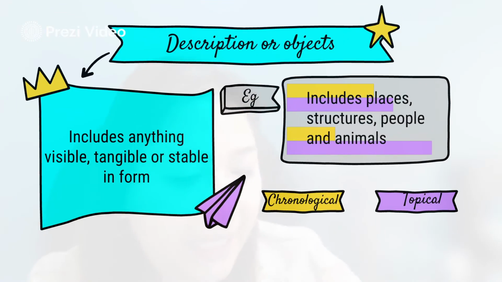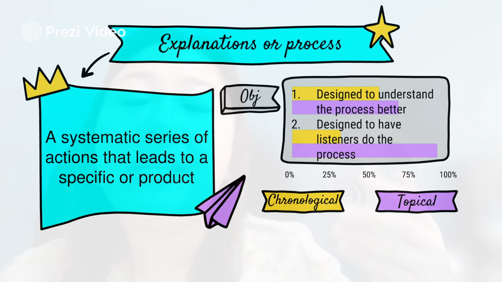All right. And then the next one is explanation or process. Okay, just now you were describing objects. Now you are going to explain a process. Remember nasi goreng just now? Okay, so a systematic series of actions that leads to a specific product. So you have a series. Number one, you should cut the onion. Number two, you should pour the oil into the pan, for example. Right? So they will follow some steps in order for you to have the product. The nasi goreng is the product.